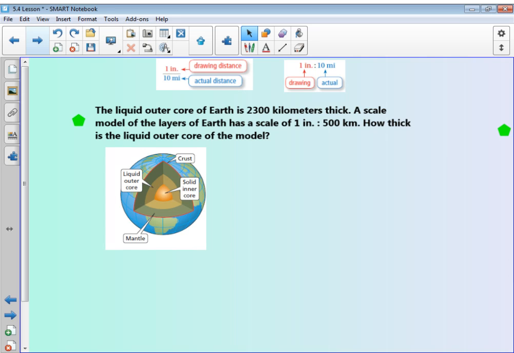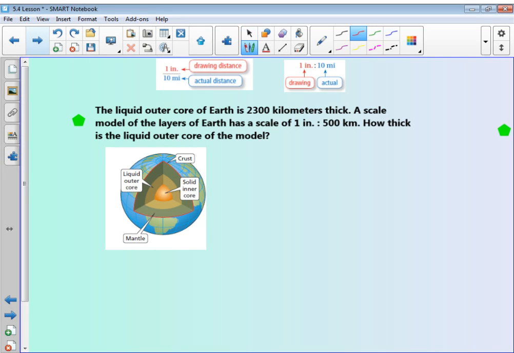It says, the liquid outer core of the Earth is 2,300 kilometers thick. A scale model of the layers of the Earth has a scale of 1 inch is the same as 500 kilometers. How thick is the liquid outer core of the model? Okay, so let's set up our scale first of all.